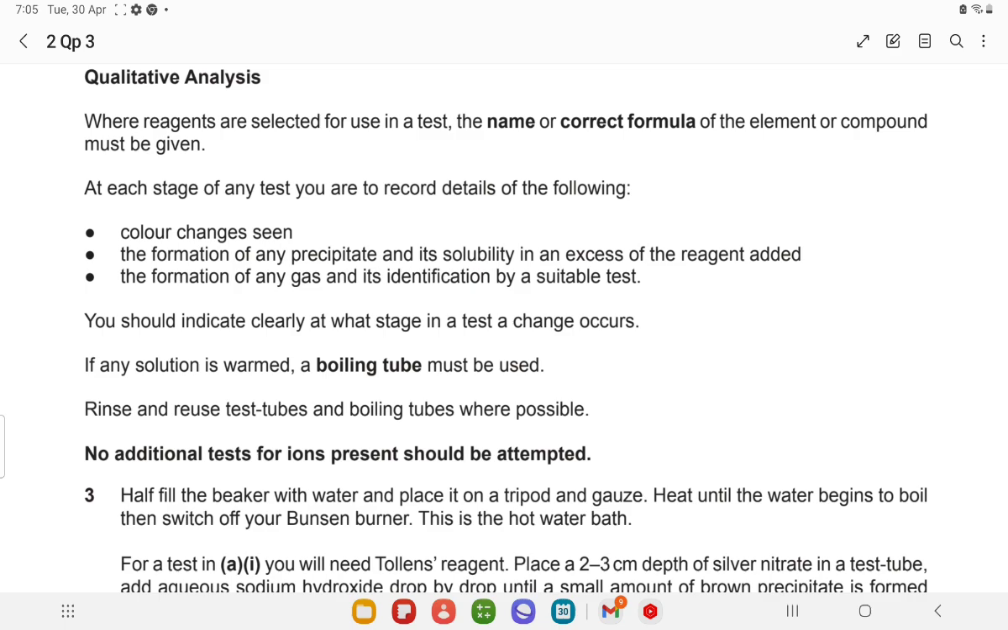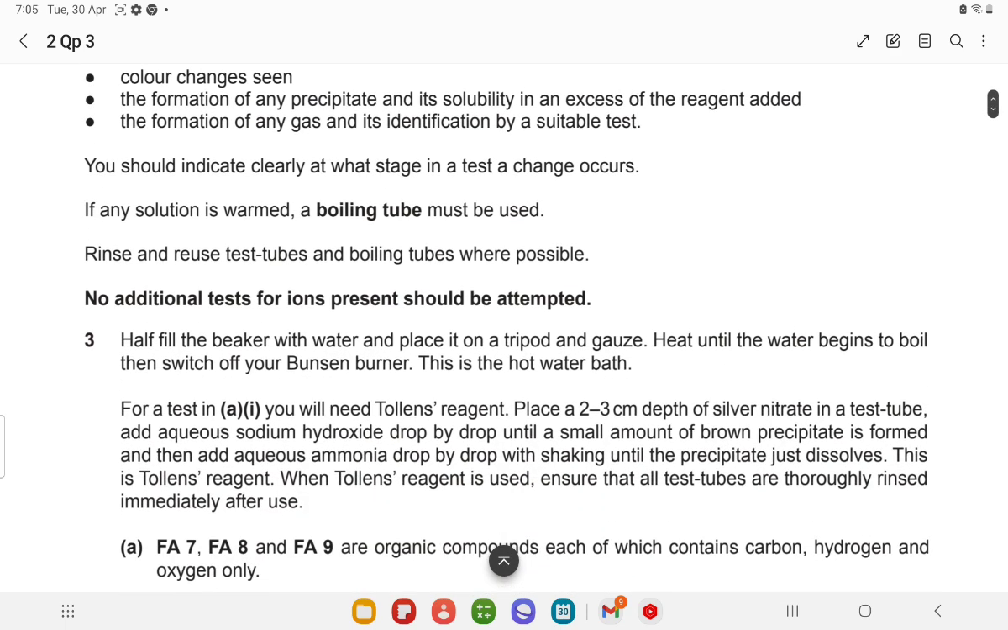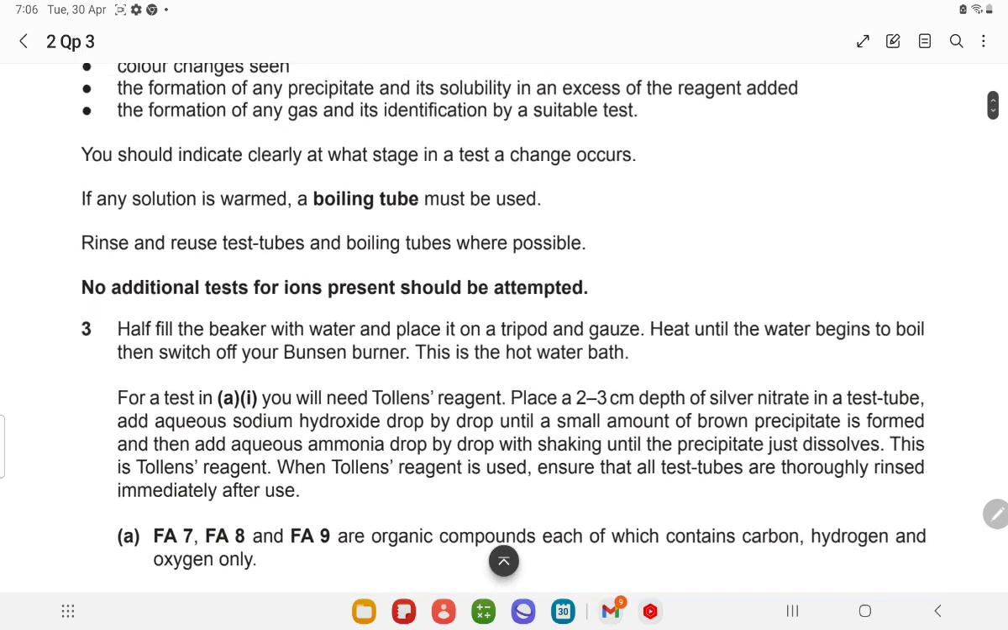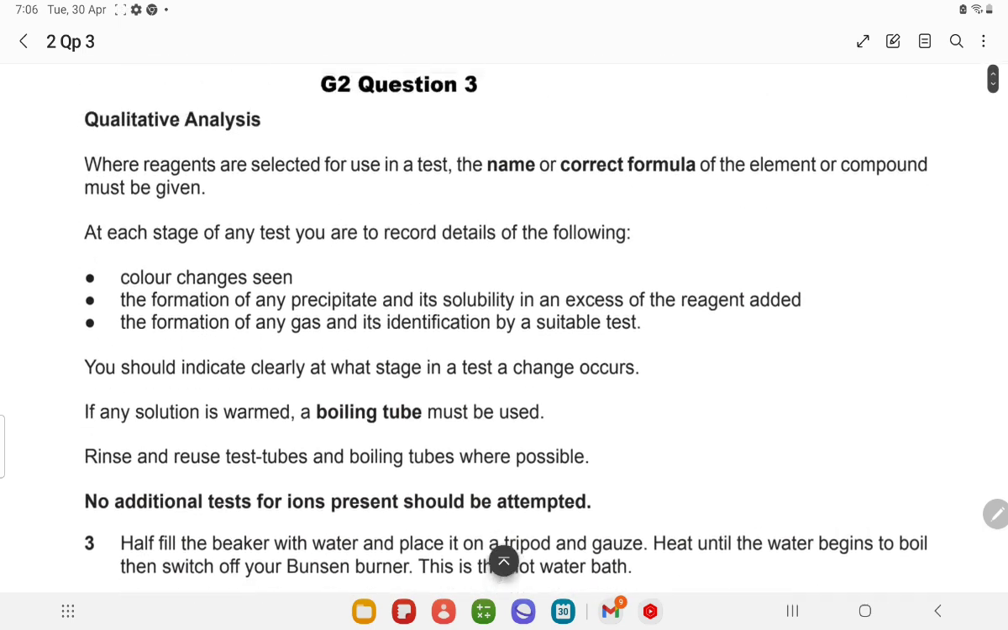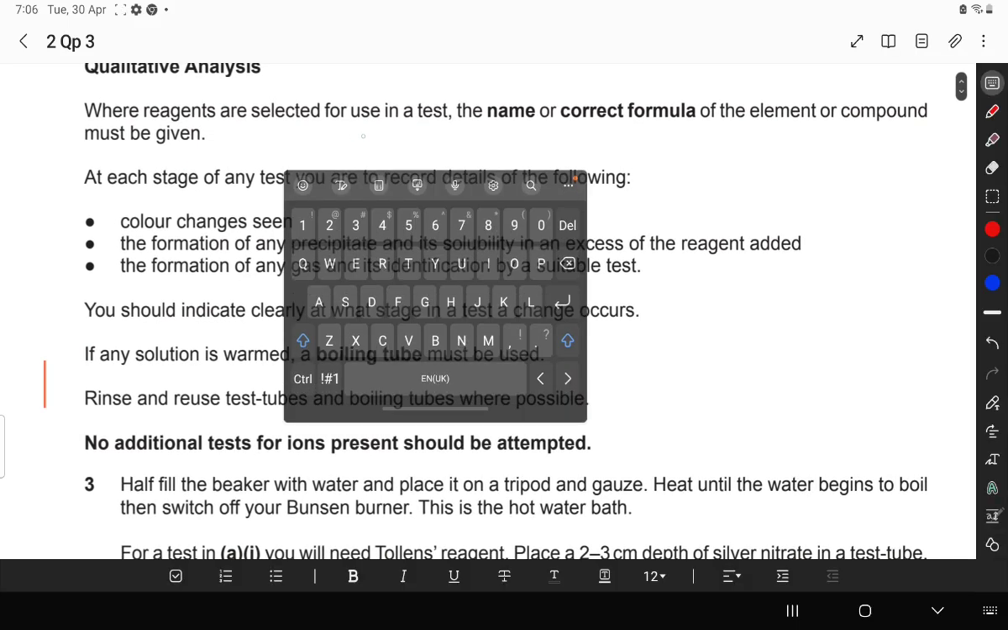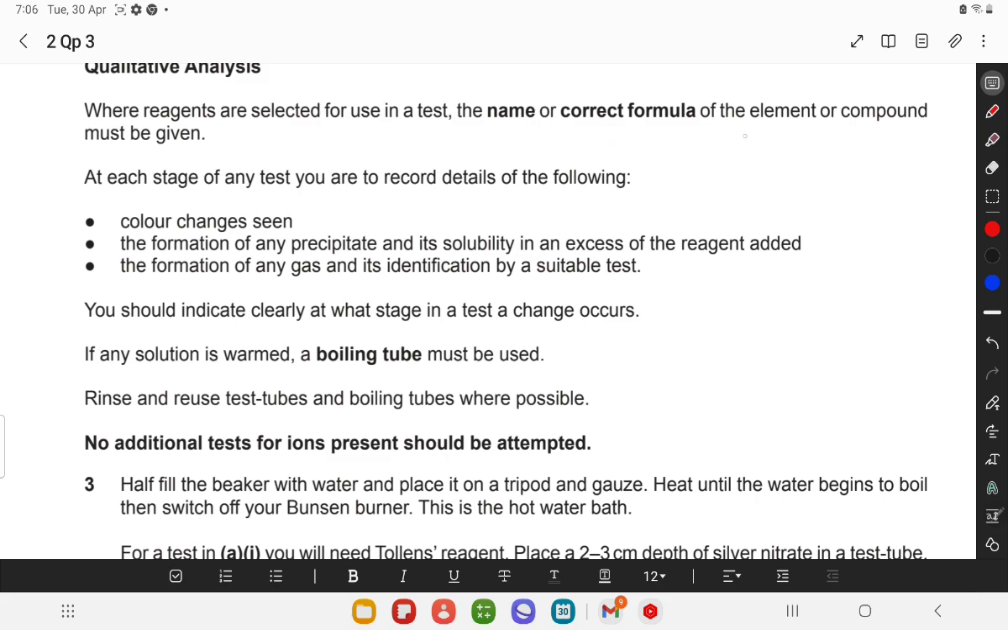Today I will discuss another question of qualitative analysis. Question number 3. Qualitative analysis where reagents are selected for use in a test. The name or correct formula of the elements or compound must be given.